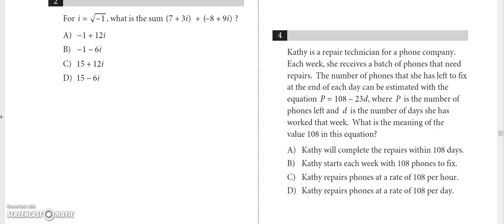So you don't even have to use a pencil for this. Yeah, the answer is going to be B. Kathy starts each week with 108 phones to fix, and that makes sense because we're subtracting how many phones she does for that day per week. All right, on to number 5.